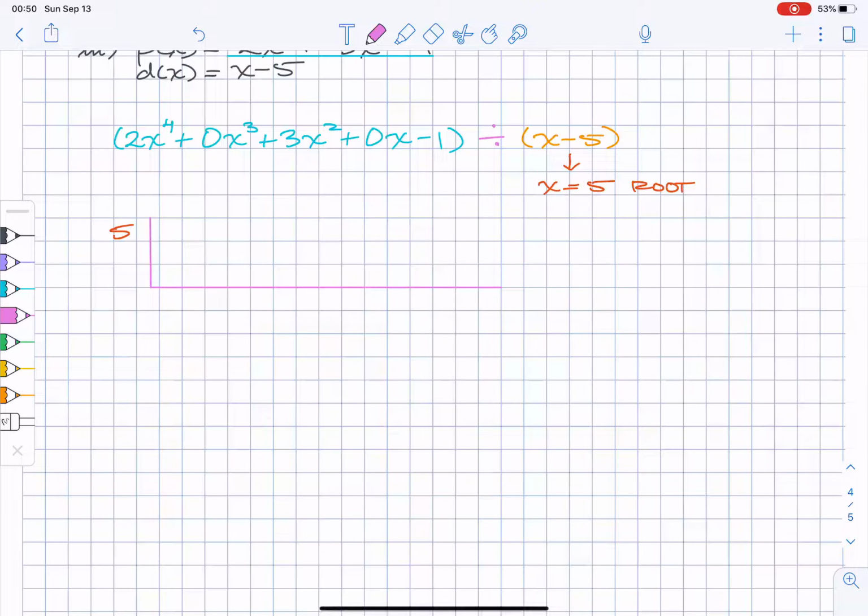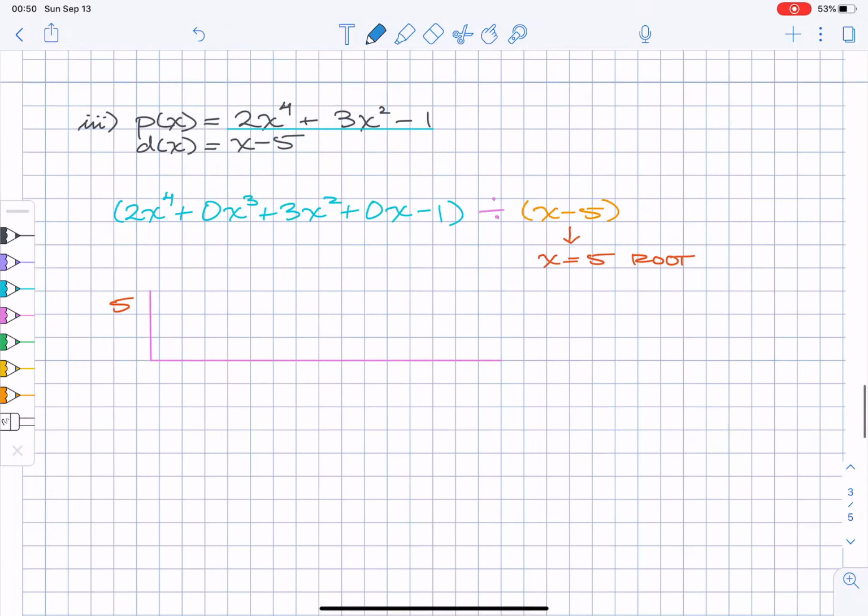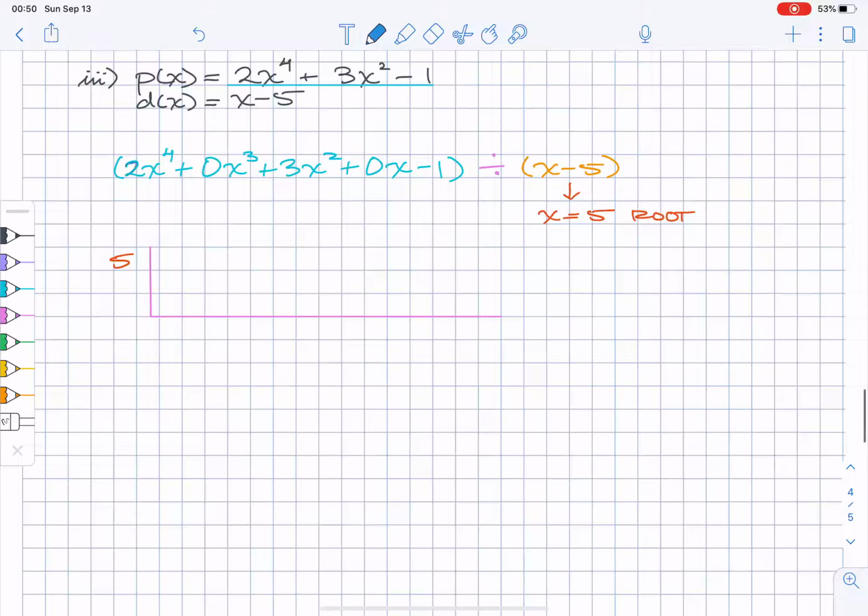Now, let's look at the coefficients in descending order on our dividend, which is going to be 2, 0, 3, 0, -1. You have to account for every missing power of x, counting down from whatever the highest power is. So we drop down the 2, and we start the process. 2 times 5 is 10, so that's what I'm going to put in the next column, and then I'll add these two together. So 10 plus 0 is 10, and then we'll start again.